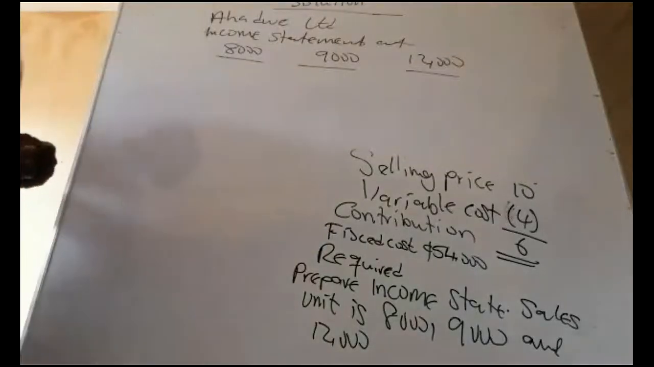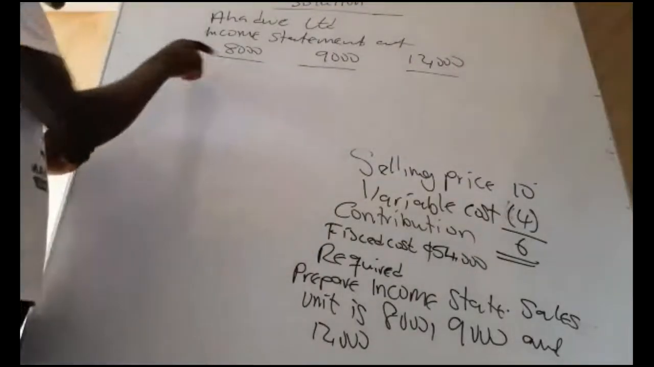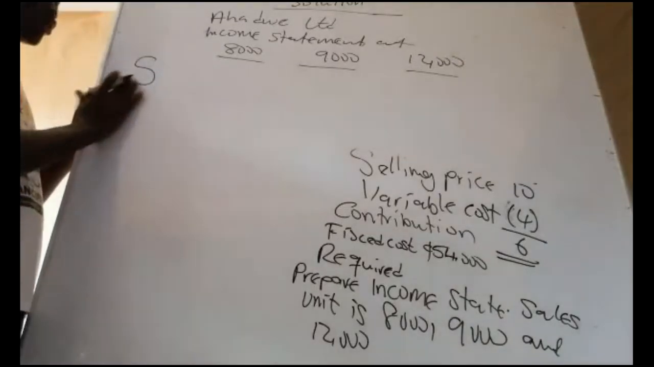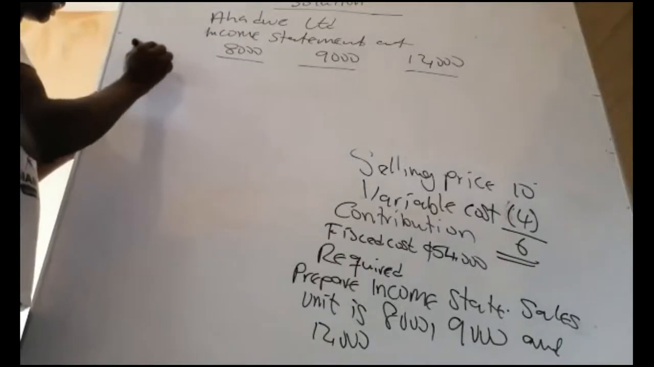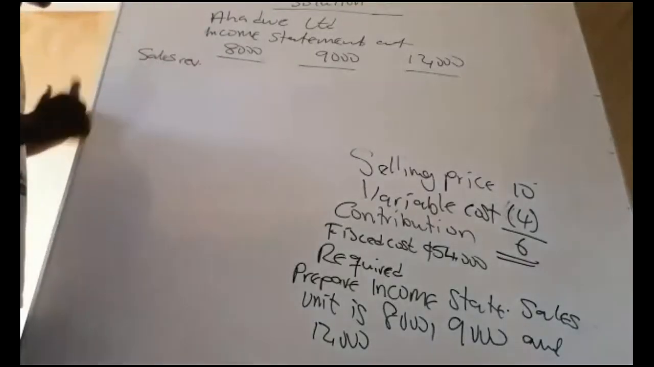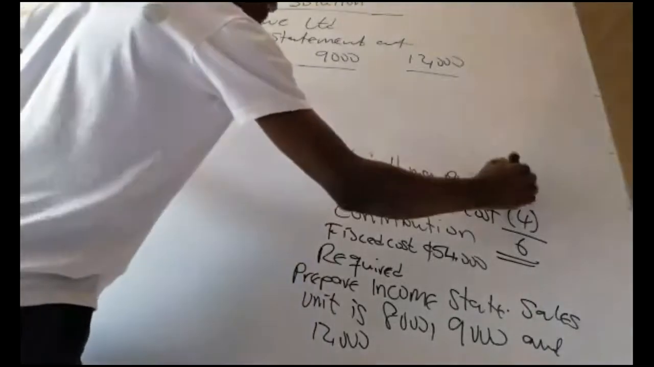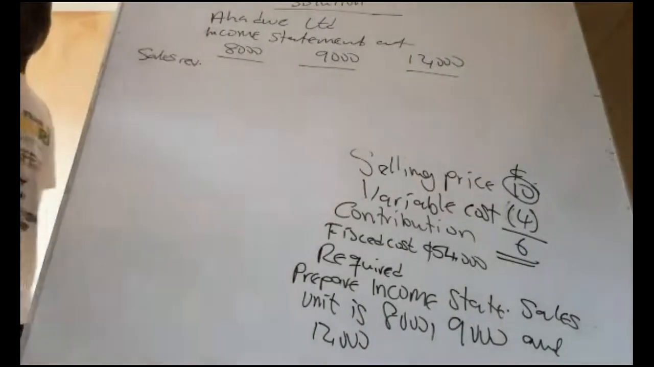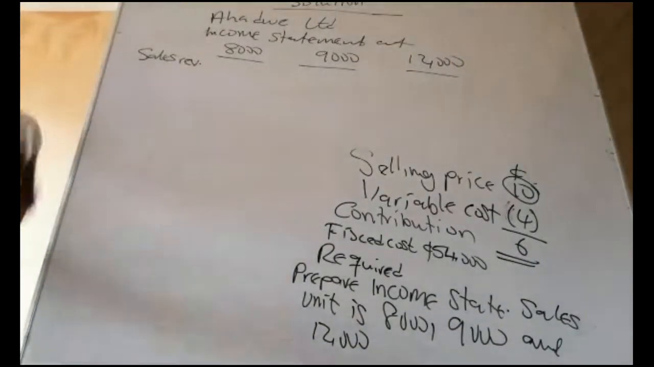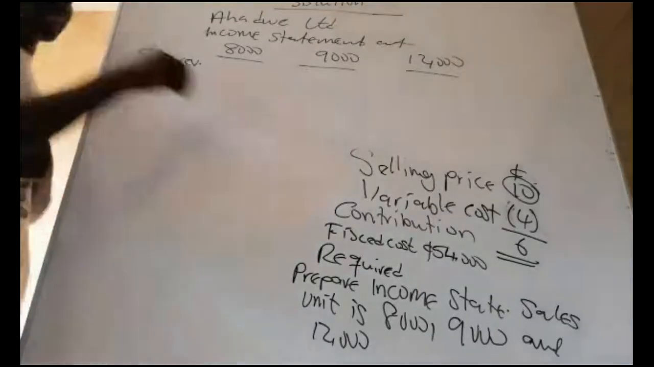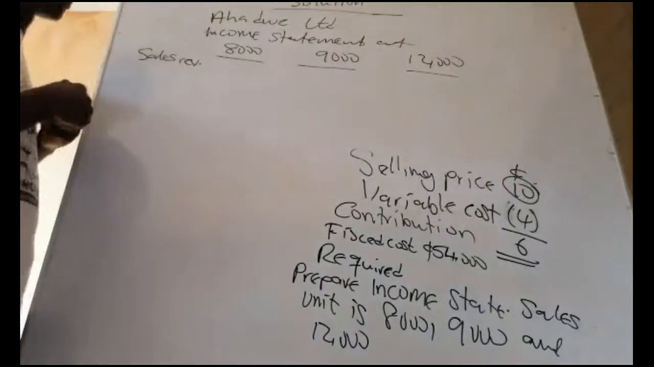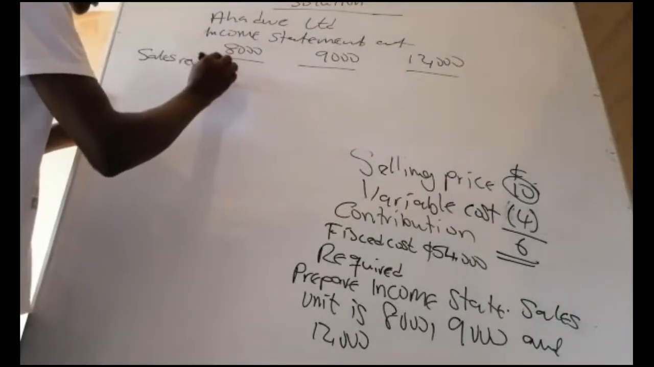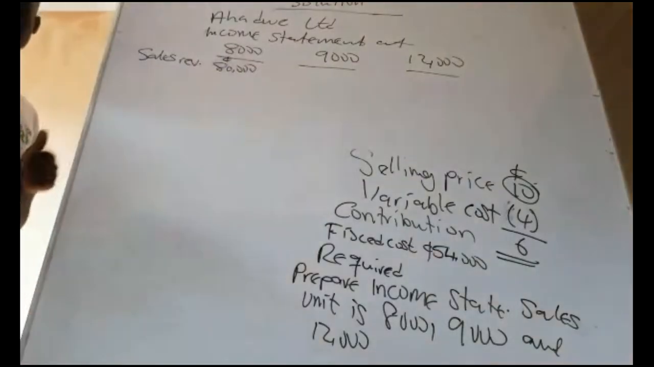Now, when the company produces 8,000, what do you think will be the sales revenue? Sales revenue. How do you get the sales revenue? When we sell one, the price is 10 Ghana cedis. Now we are selling 8,000. So therefore, what will be the total revenue? It's equal to the units times the selling price. What's the answer? 80,000. Perfect.